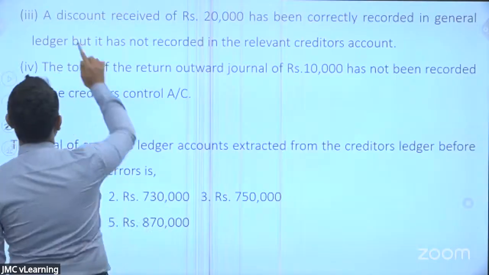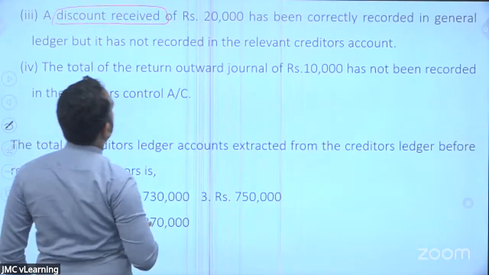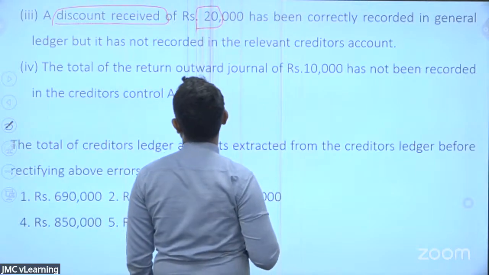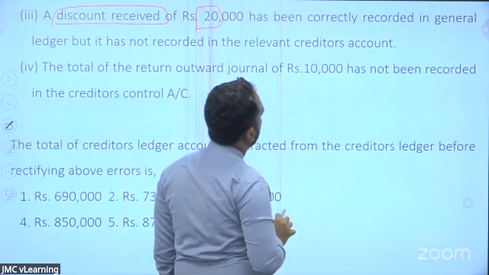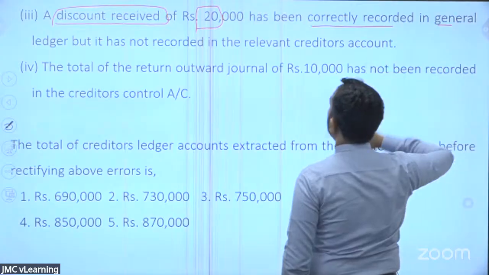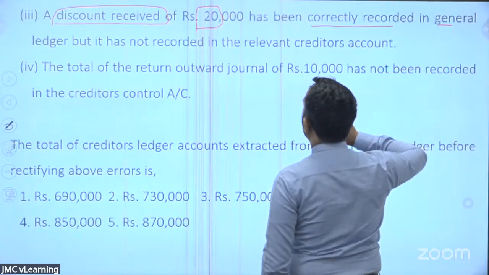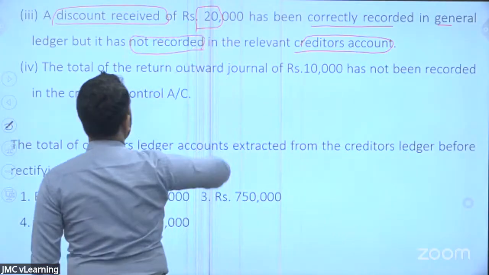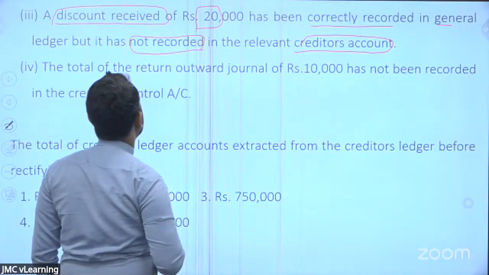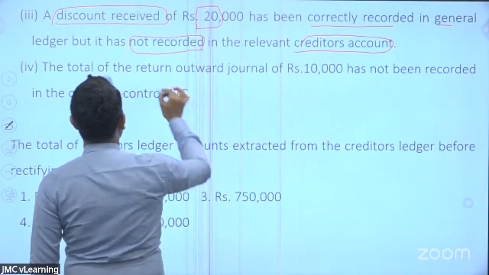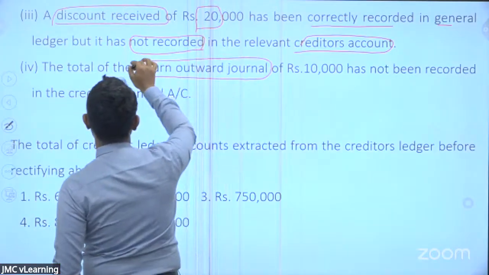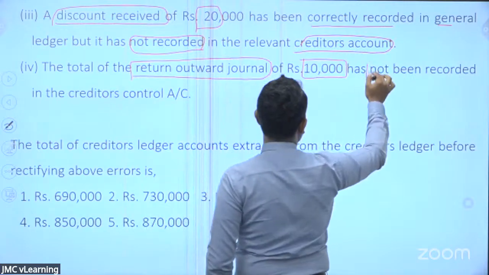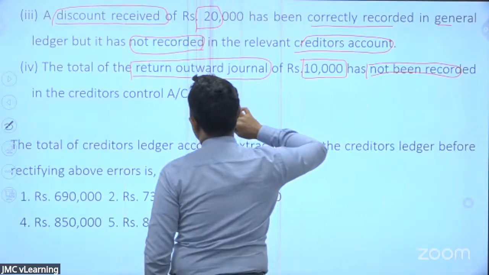A discount received of rupees 20 has been correctly recorded in the general ledger, but it has not been recorded in the relevant creditors account. The total of the return outward, that is the purchase return journal, of rupees 10 has not been recorded in the creditors control account.